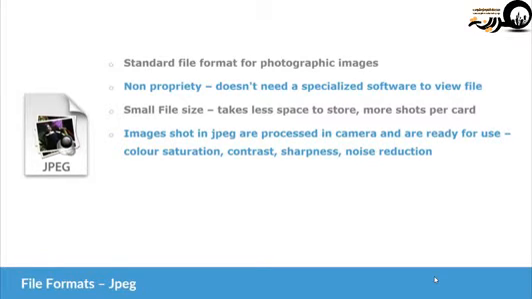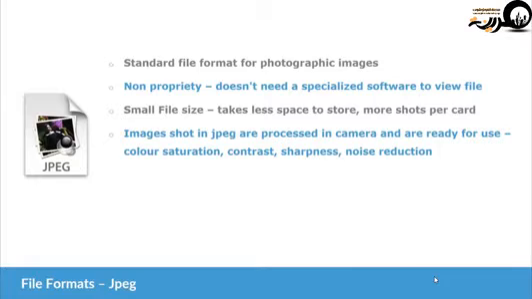Images shot in JPEG are processed in camera and are ready to use. So basically, on your camera, you can set certain things like your color saturation, your contrast, your sharpness. You may have noise reduction on your camera as well. These are all applied to JPEG photographs, okay? They cannot be undone, however. That's one of the issues with this. But they are ready to use.